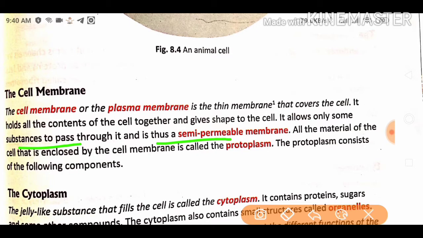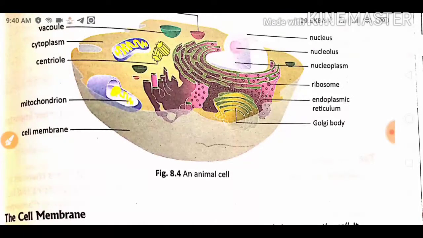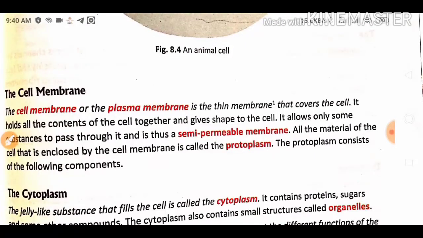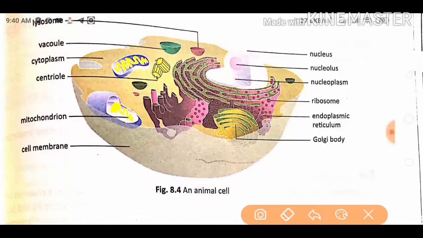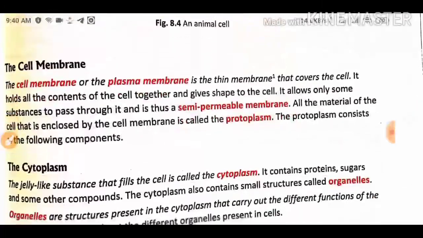Okay, all the material of the cell that is enclosed by the cell membrane is called protoplasm. So within the cell, these dot-like structures are found. These are all called protoplasm. The protoplasm consists of the following components. Okay, this protoplasm consists of all the components found within the cell.